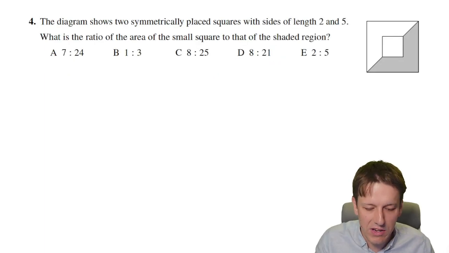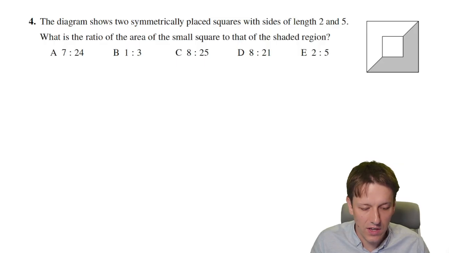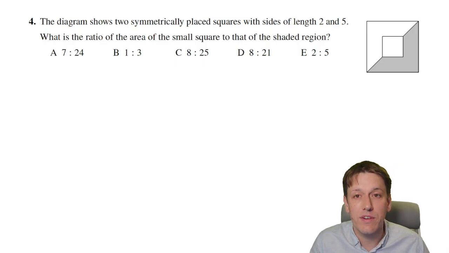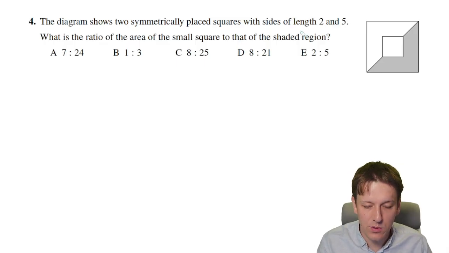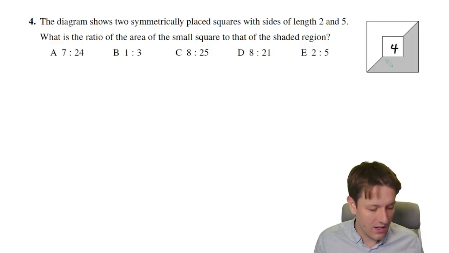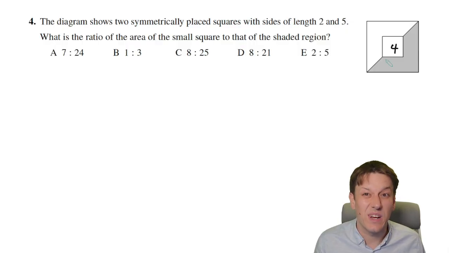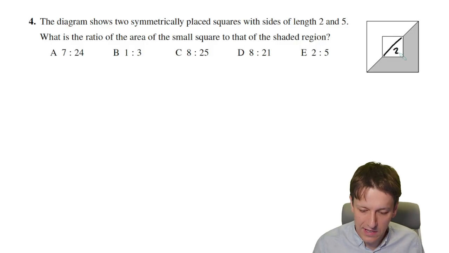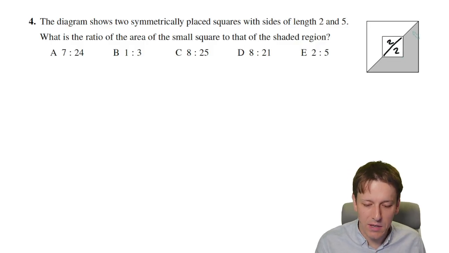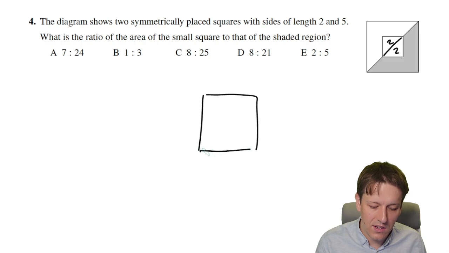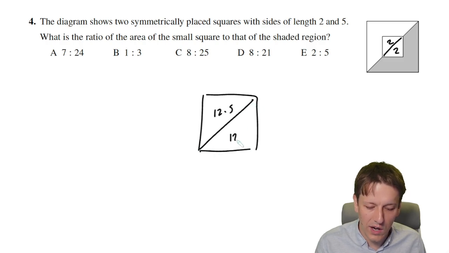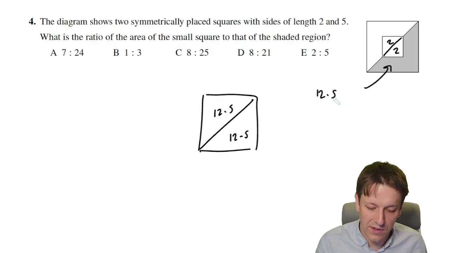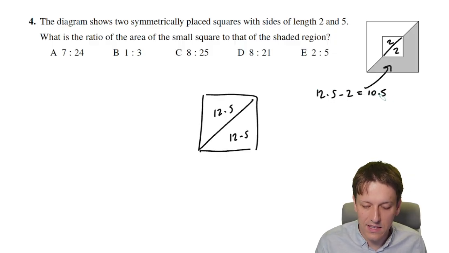So here we've got 2 symmetrically placed squares with side lengths 2 and 5. We want to know what the ratio of the area of the small square is to the shaded region. Well, if the small square has side length 2, then clearly the area of that small square is 4, and so I just need to work out the area of the shaded region. Well, if I split the small square into 2 parts here, that would be 2 and 2. Similarly with the large square, that would be 25, so the 2 halves would be 12.5 and 12.5. So this part here would be 12.5 minus 2, which is 10.5.